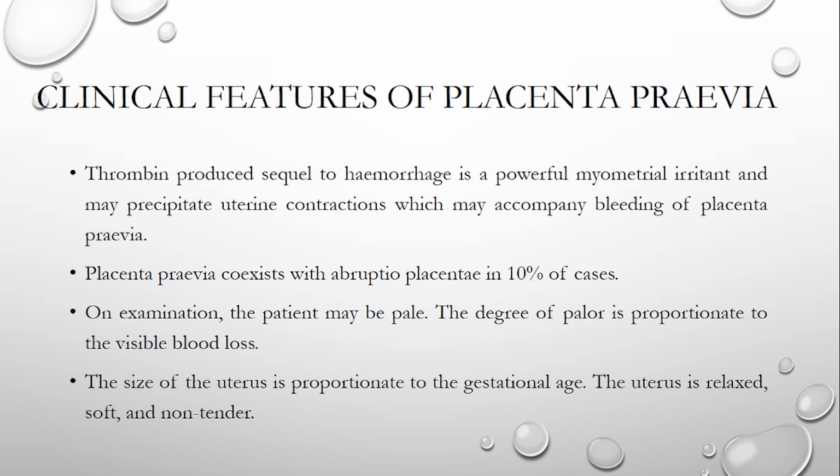On examination in placenta previa, the patient may be pale, but the degree of pallor is proportionate to the visible blood loss. The size of the uterus is proportionate to the gestational age. The uterus is relaxed, soft, and non-tender.